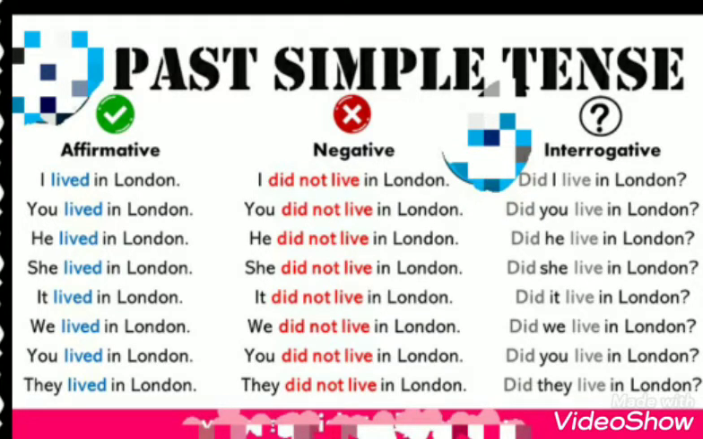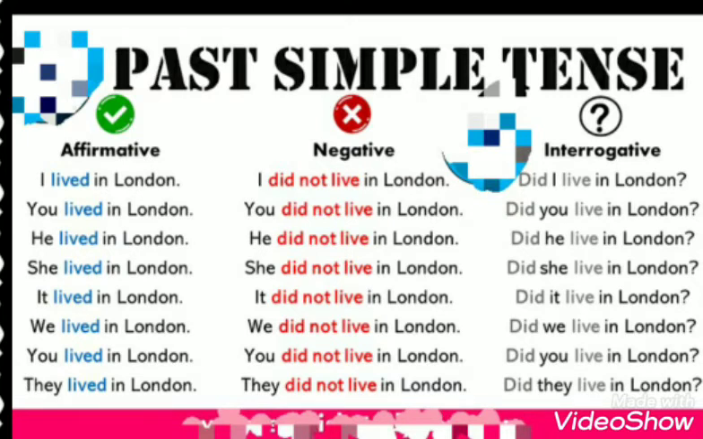Okay, children. So these are the different types of examples of past simple tense on your screen. You can practice them at home. Okay. Let's take one more example. They lived in London. They did not live in London. Did they live in London?